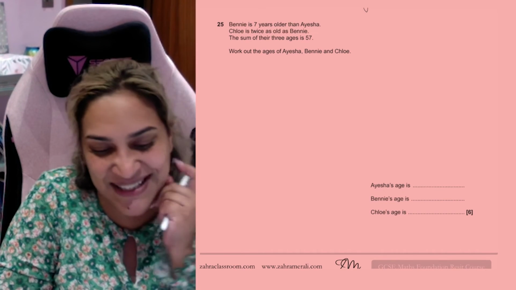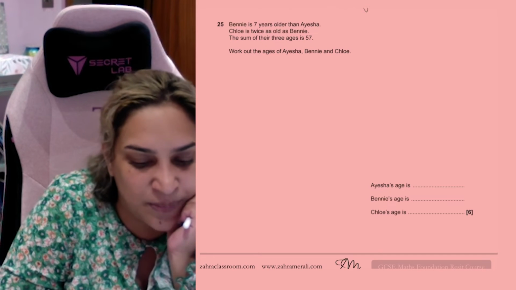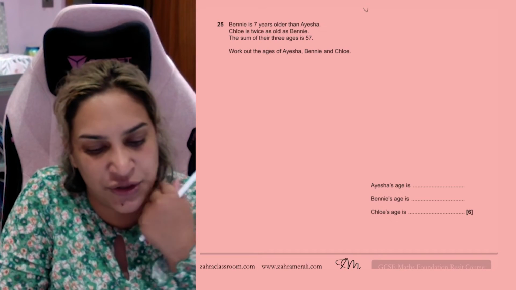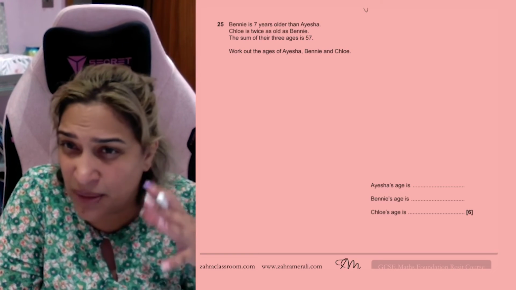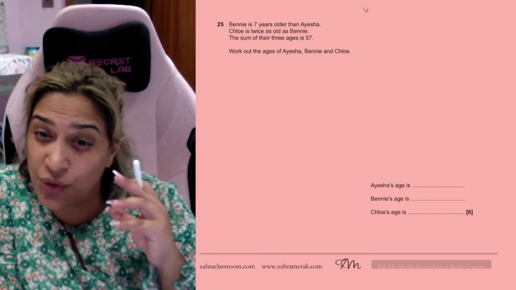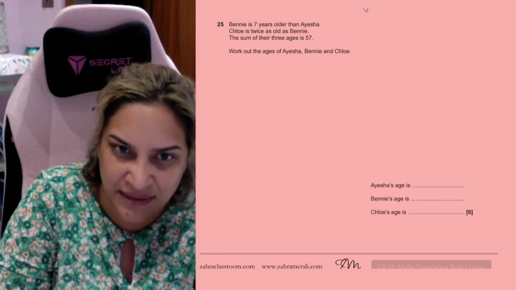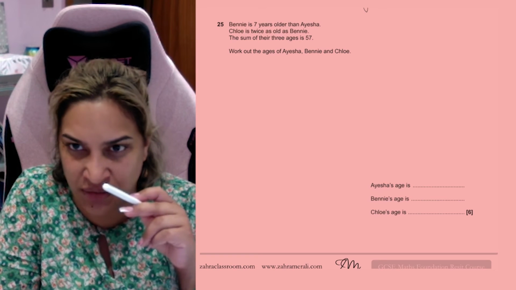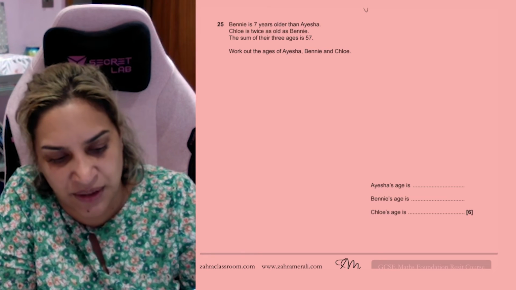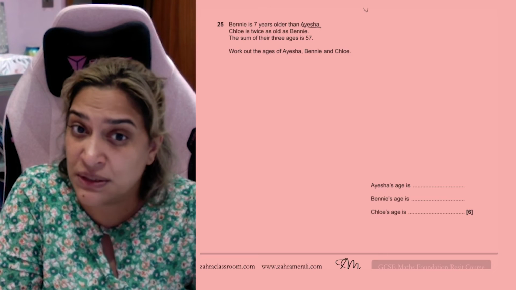So we've got Benny is 7 years older than Aisha. Chloe is twice as old as Benny. The sum of their 3 ages is 57. So whenever these questions come up, they like to come up a lot. What you need to do is find the person, or think about who's going to be the youngest. So Benny is 7 years older than Aisha. So at the moment, Aisha is the youngest. And Chloe is older than Benny, so definitely Aisha is the youngest.